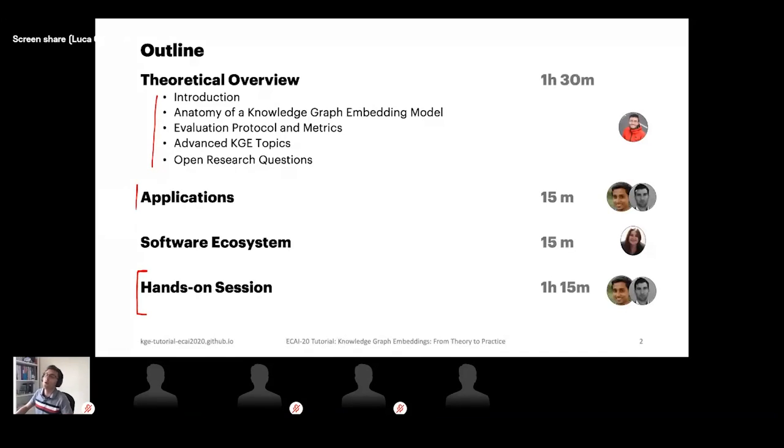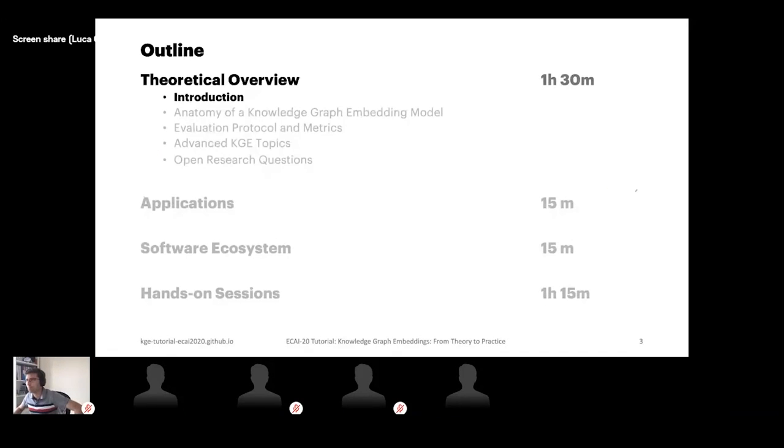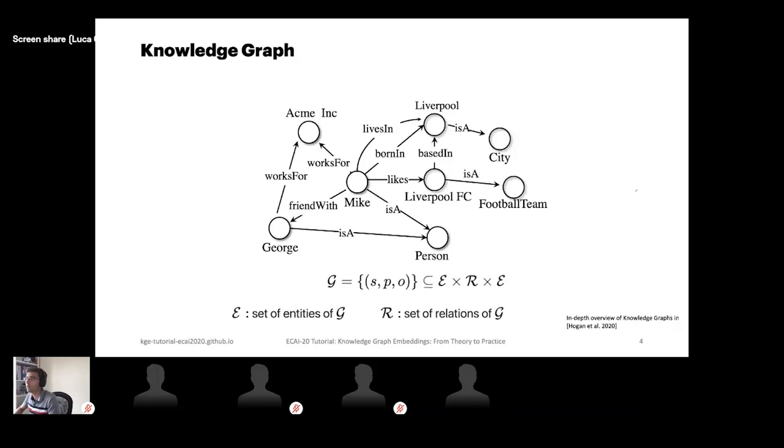All right, so let me kick off. Let's take a look at the theoretical background behind knowledge graph embeddings, and let's start with a quick introduction. We need a bit of shared jargon to get started. First of all, we need to define what a knowledge graph is. Some of you in the audience may already be familiar with knowledge graph embeddings and what knowledge graphs are.